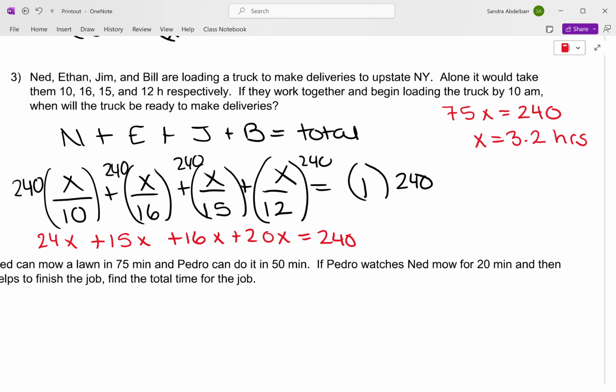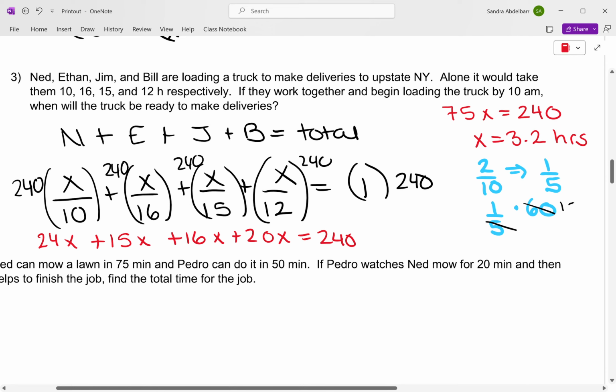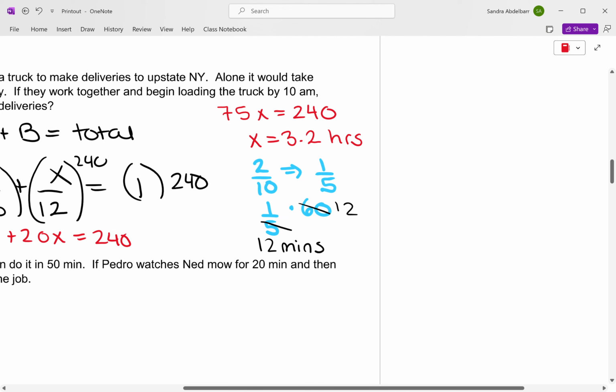But I'm not going to say 0.2, right? What do we have to change that 0.2 to? 0.2 hours to what, Philip? Minutes. How do we do that? Well, do we all agree that 0.2 is equivalent to 2/10, and 2/10 is equivalent to 1/5? So we have 1/5 of an hour. An hour is how many minutes? 60. So I'm going to do 1/5 times 60, and we get 12 minutes.